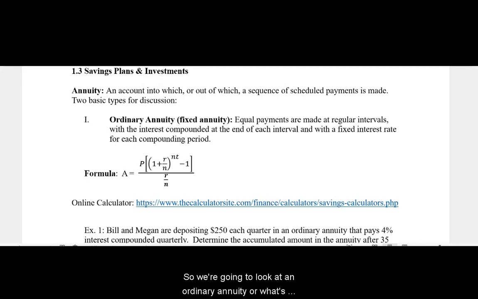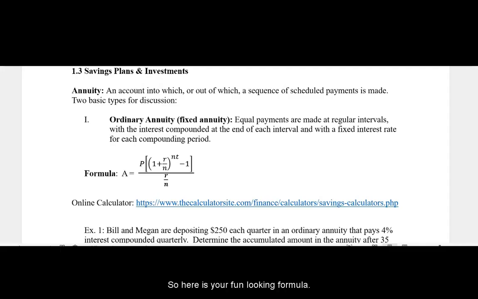So we're going to look at an ordinary annuity, or what's called a fixed annuity. This is where equal payments are made at regular intervals. So again, you choose what those intervals are going to be. I would say typically it's going to be monthly. That's typically what most people would probably choose. And then the interest is compounded at the end of each interval. And then you have a fixed interest rate.